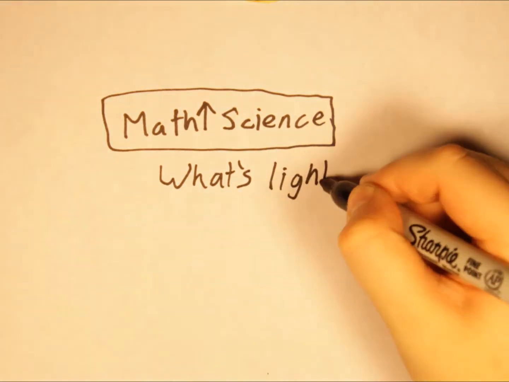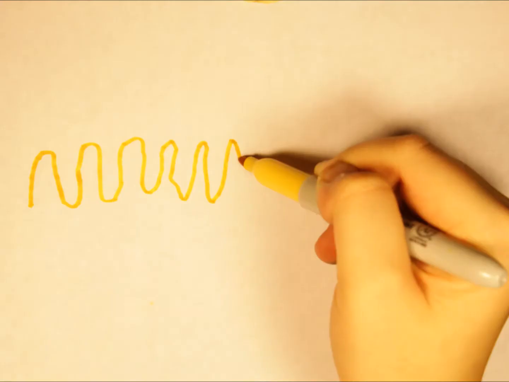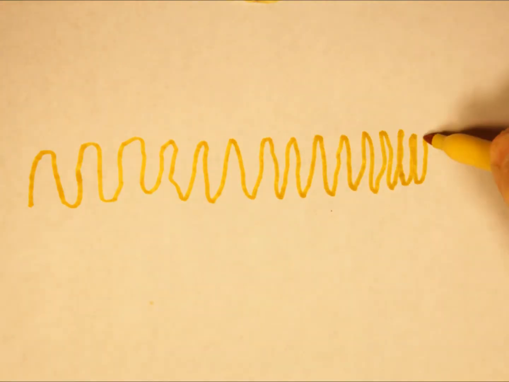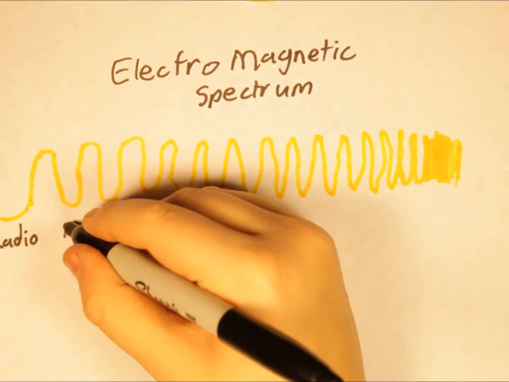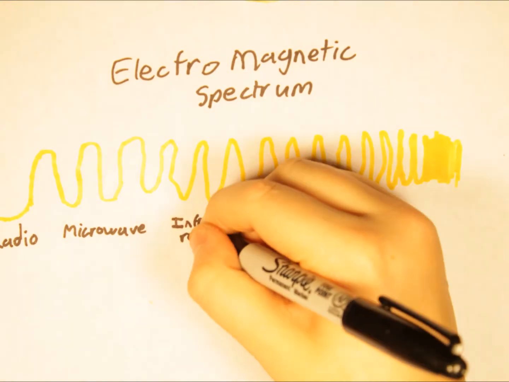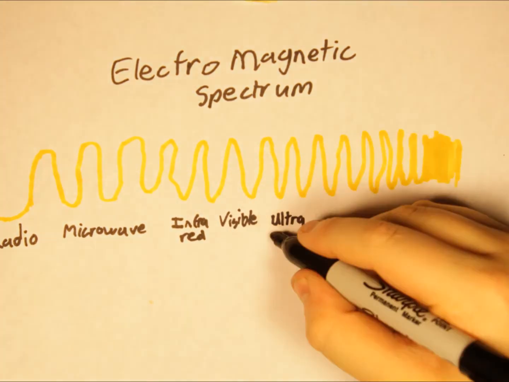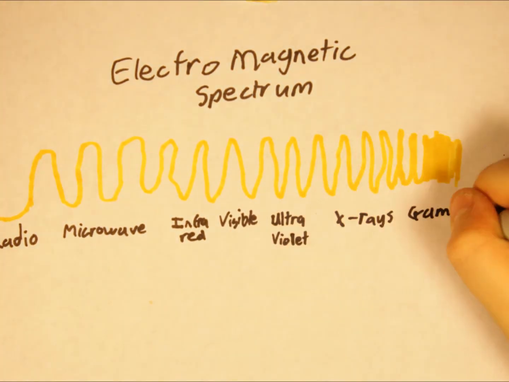Today we'll be talking about what light is. There are many different kinds of light other than visible light. There are radio waves, microwaves, infrared, visible light, ultraviolet, X-rays, and gamma rays. The wavelength of most visible light is half of a thousandth of a meter, or 500 nanometers.